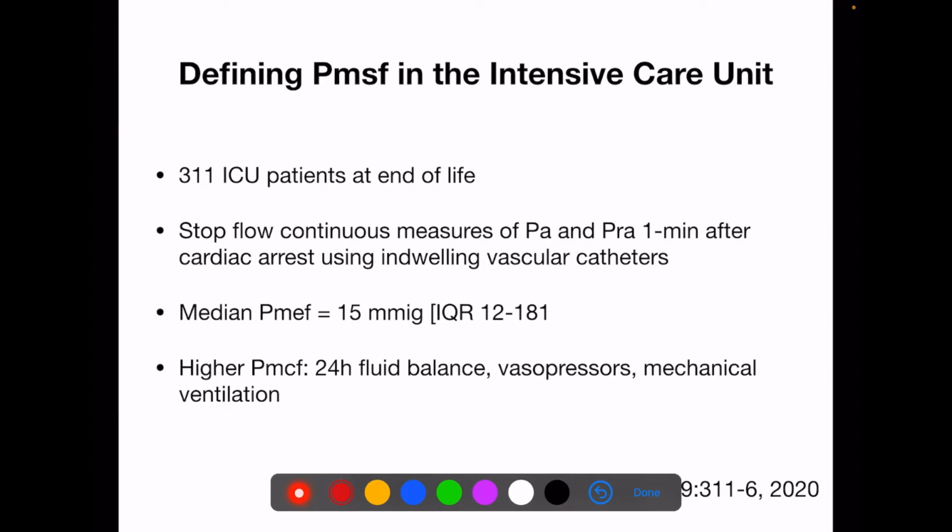Now, defining mean systemic filling pressure in ICU. Previously, all these studies have been done in the OTs. This was the first attempt to try to do it in the ICU with the stop flow technique. And in this, they found very good correlations, and they found that the higher mean systemic filling pressure was seen in patients who had higher 24-hour fluid balance, vasopressor requirement, and mechanical ventilation.